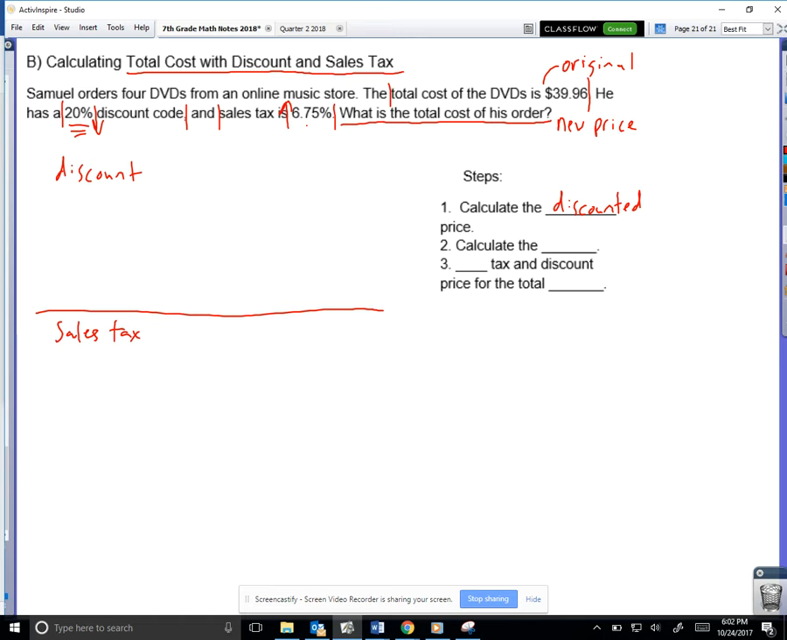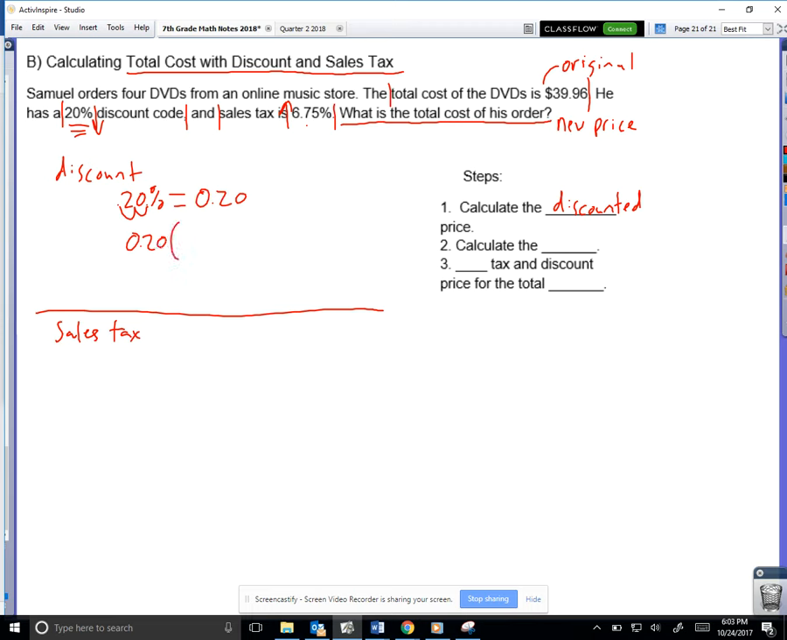Okay, so here I got my 20%. That's what I start with. I got to make that into a decimal number. It does not have a decimal, so put one at the very end. Move that decimal 2 places to the left. Put it right there. 20% is now going to become 0.20.